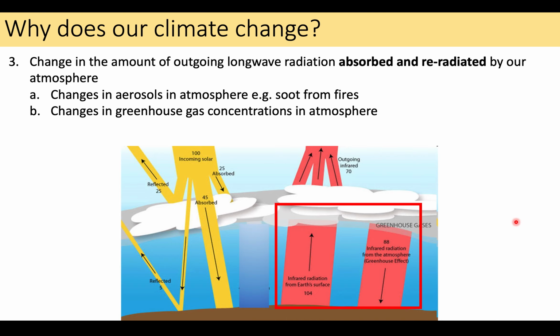So another way that climate can change is due to the amount of long wave radiation that is absorbed in our atmosphere. This, of course, has to do with our greenhouse gases. Changing the amount of greenhouse gases in our atmosphere is going to change our climate. This can be natural, so changes in aerosols due to wildfires, for example. Not saying all wildfires are naturally occurring. Most of them are not. This can also be due to greenhouse gas concentration changes.